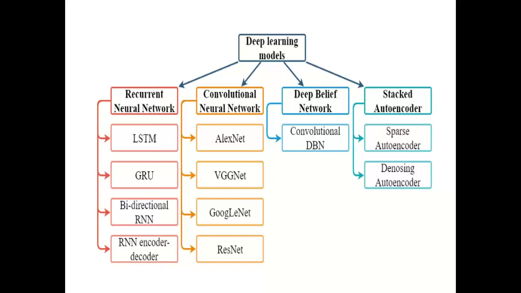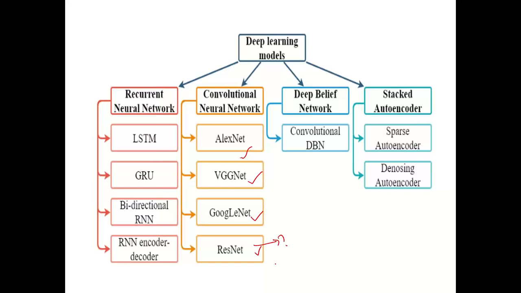Convolutional neural network, a lot of flavors of convolutional neural network are there. AlexNet is there. VGGNet is there. GoogleNet is there. ResNet is there. And a lot of flavors are also available. Talk about ResNet 50, ResNet 101, ResNet 132. A lot of flavors are available for this type of architecture.